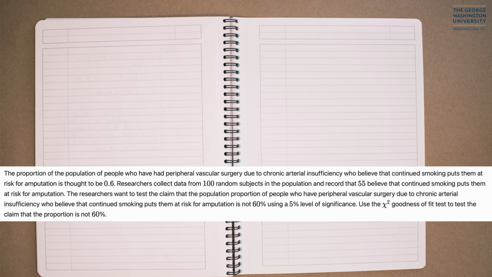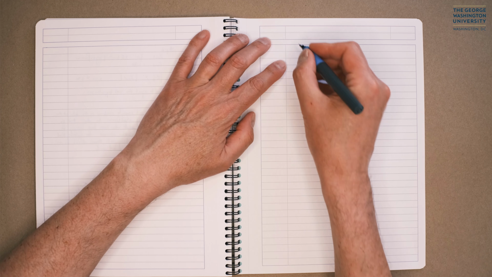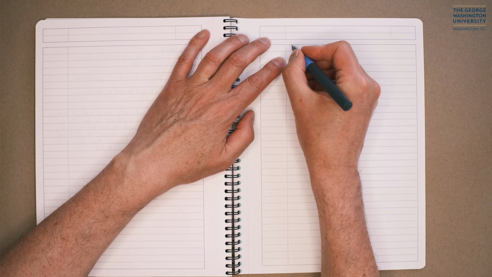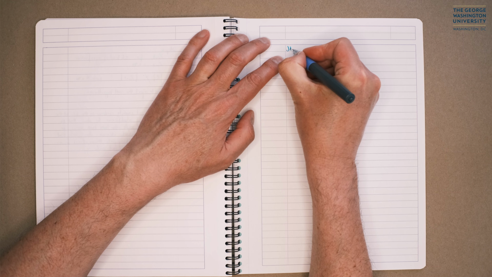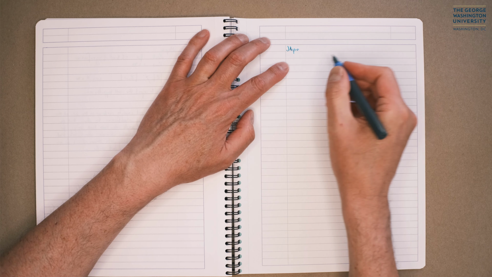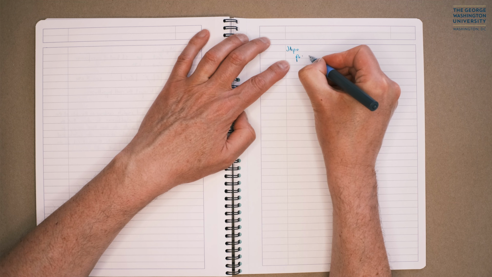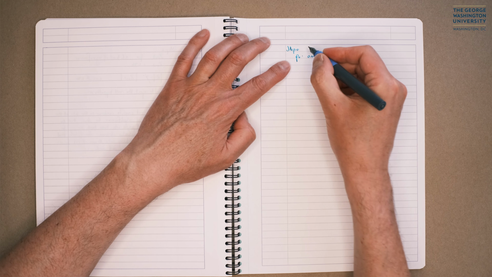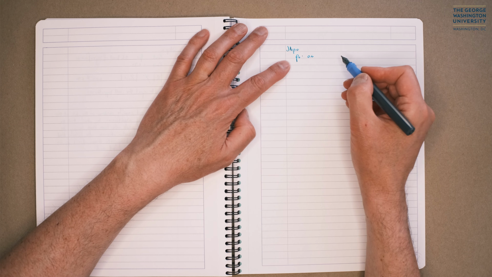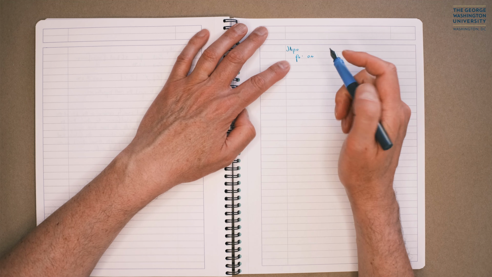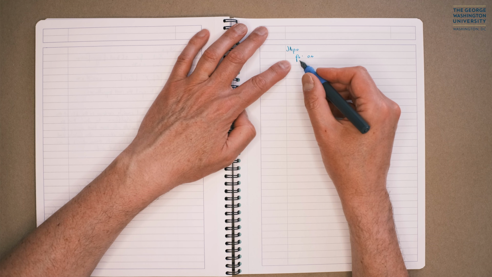So we need to generate this solution, and we're going to do that, of course, with our 6 steps. What I want, always in this case, is a step 0, which is just going to summarize what we know. So let's put step 0. Step 0 is our summary. Under the null hypothesis, we have the following. We say that that's 0.6, this proportion of people from this population who believe that continued smoking puts them at risk. So I'm going to say p sub 0.